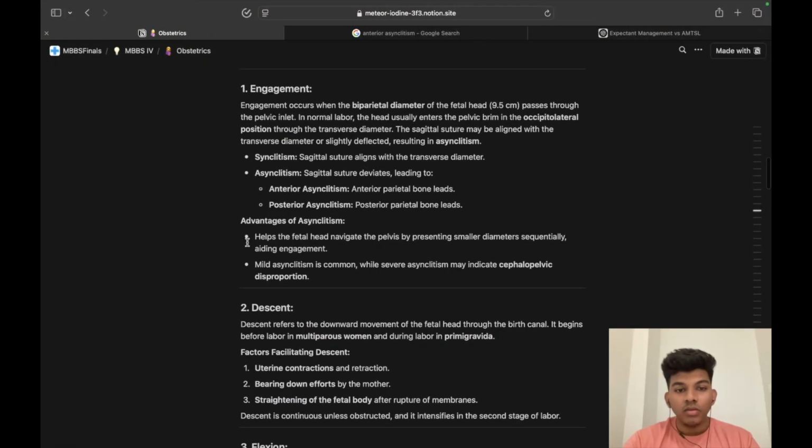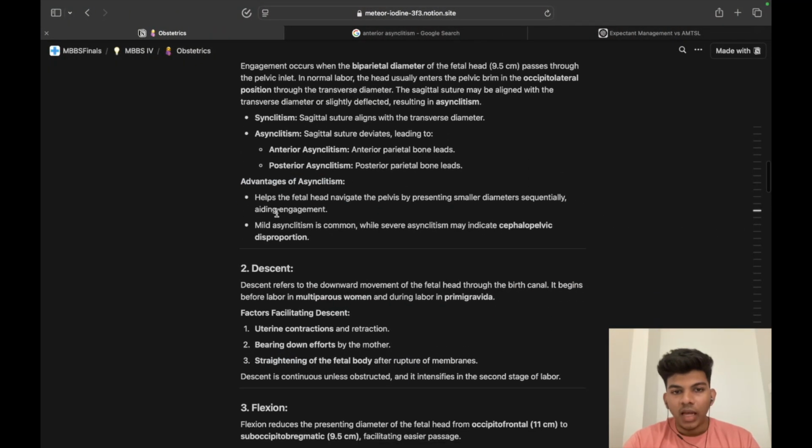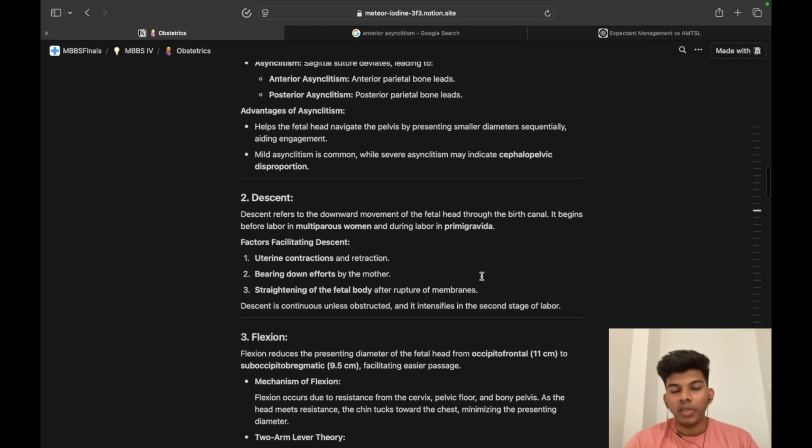Yes. So advantages of asynclitism: it helps the fetal head navigate the pelvis by presenting smaller diameters sequentially, aiding the engagement. Mild asynclitism is common, while severe asynclitism may indicate cephalopelvic disproportion. It is the resistance that we are trying to counter by using smaller diameters. But severe asynclitism means it is way out of proportion, with the sagittal suture not properly aligning with the transverse diameters. In that case, what comes to your mind? It is cephalopelvic disproportion: the head of the fetus and the pelvis are not in proportion, meaning they are not working together for proper delivery.